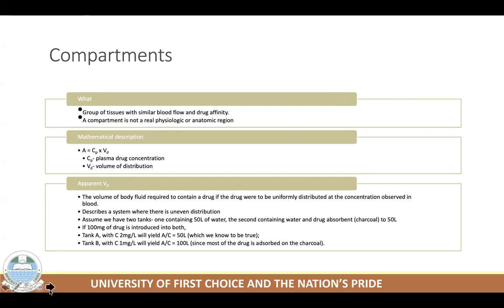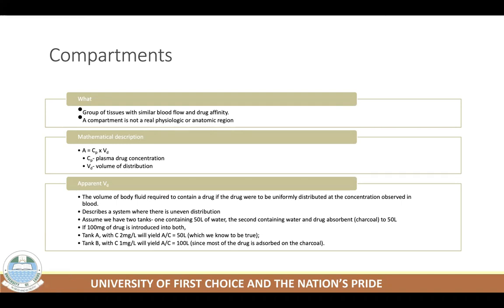Just to buttress again, the apparent volume of distribution is not the true volume of fluid in the tank. It is termed apparent just to describe a distributional volume in which there is uneven distribution. Remember that there will definitely be higher concentration on the charcoal than inside the fluid in tank B. So just to note, this is used for description.